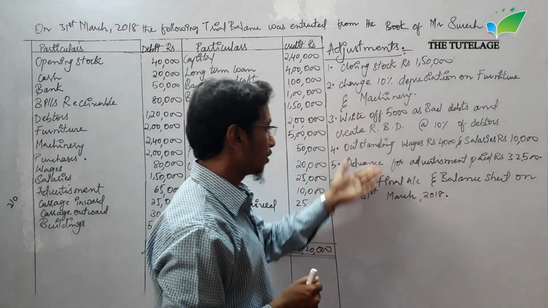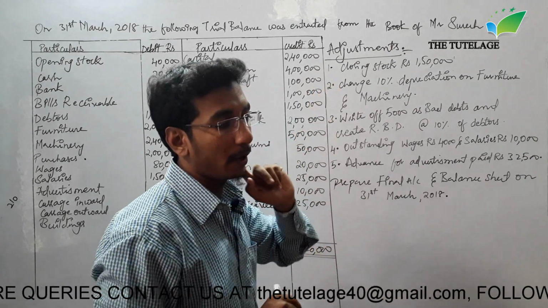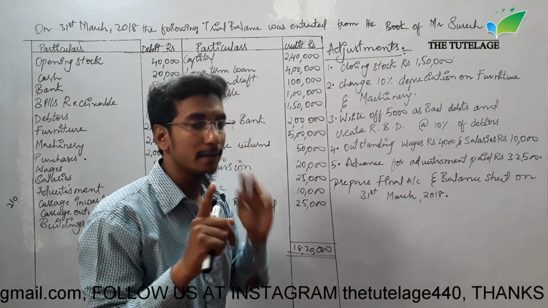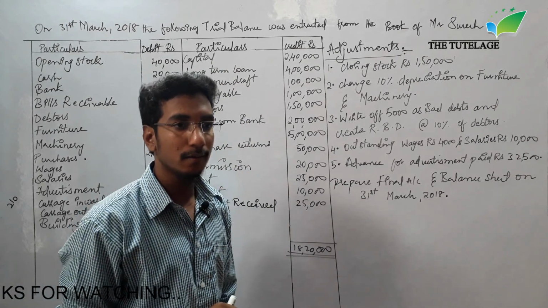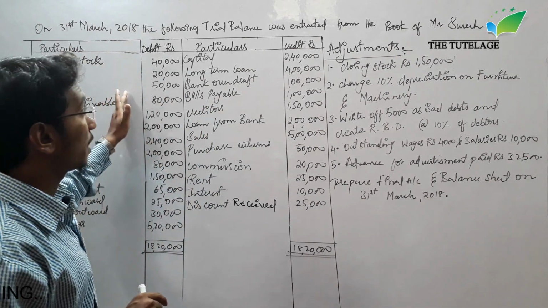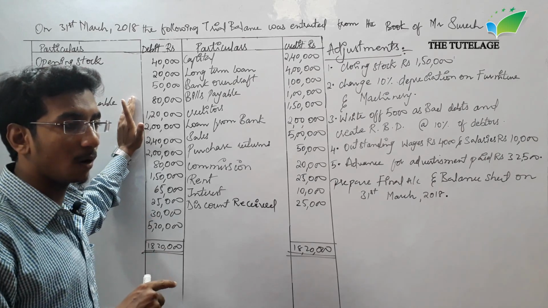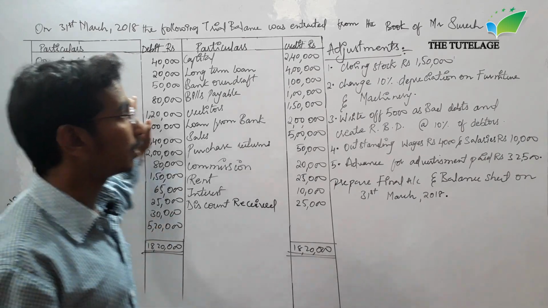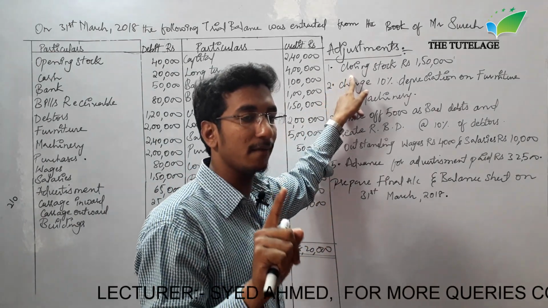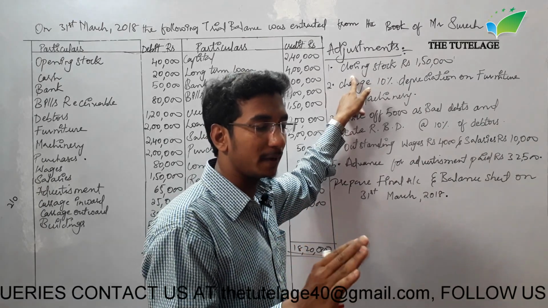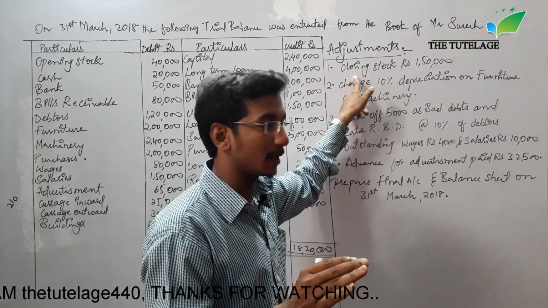Here are the adjustments. First adjustment is closing stock. One point you should remember, every adjustment must be recorded twice, once in the final account and another in the balance sheet. But every trial balance item must be recorded one time, either in the final account or in the balance sheet. But adjustment must be recorded twice, don't forget it. Closing stock, first time we record on the credit side of the trading account, and next time we should record on the balance sheet asset side.